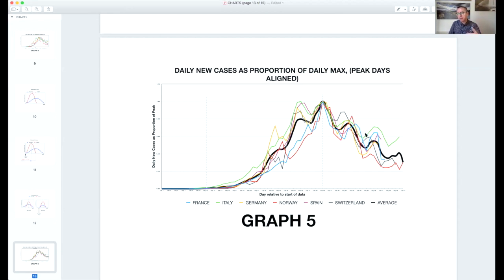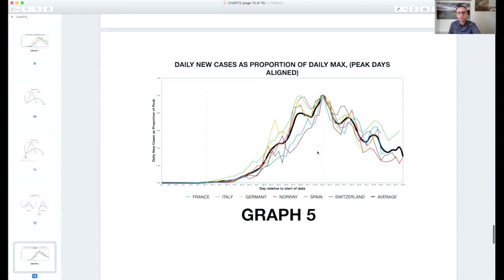So there's something inherent about the virus which is determining the shape of this graph, rather than our interventions, because they were different interventions in the 6 different countries. So there's my model, my black line, my average curve, having smoothed, normalized and aligned the peaks to take out variations. I've got this model. This is my average of those 6 countries.